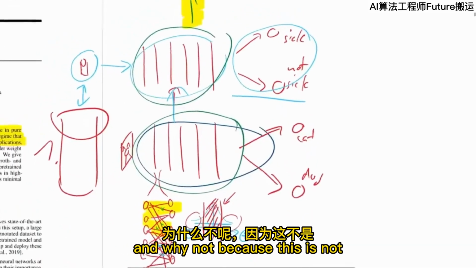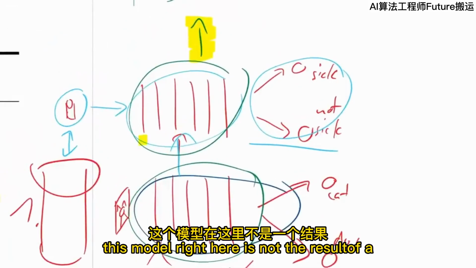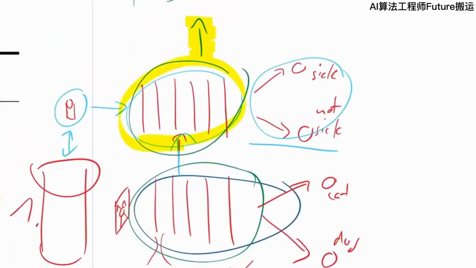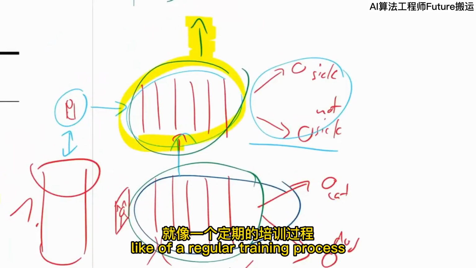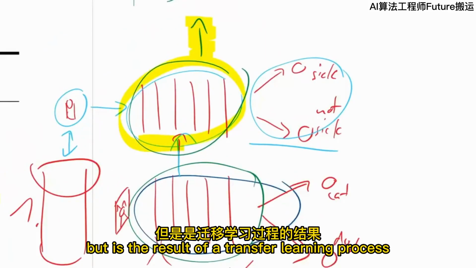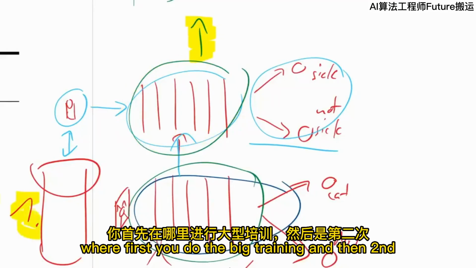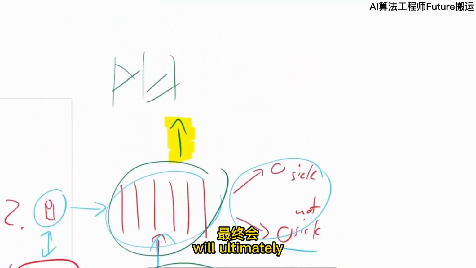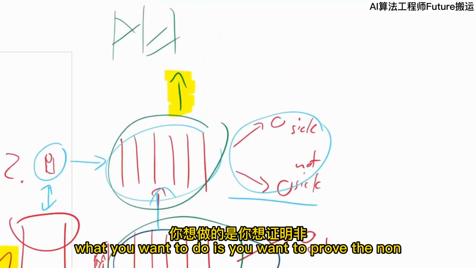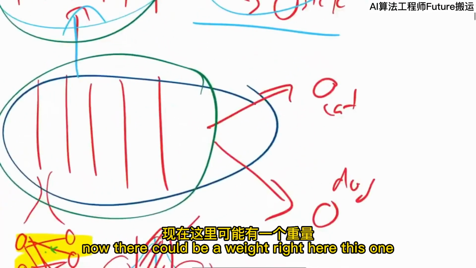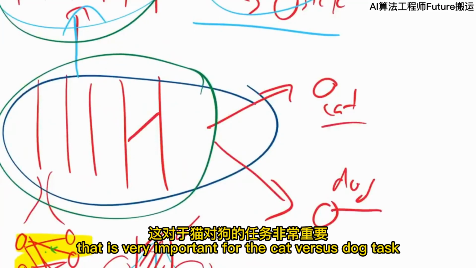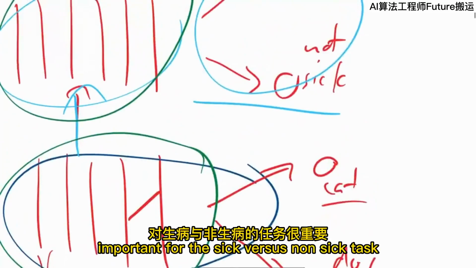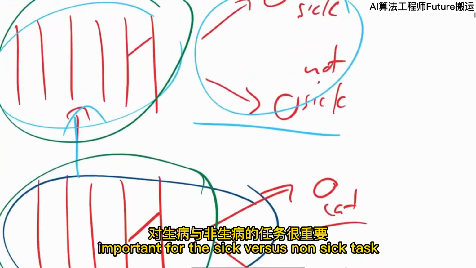And why not? Because this model right here is not the result of a regular training process, but is the result of a transfer learning process, where first you do the big training and second you adapt it. And why is that the case? Well, ultimately what you want to do is prune the non-important weights. Now there could be a weight right here, this one, that is very important for the cat versus dog task, but that is not important for the sick versus non-sick task.